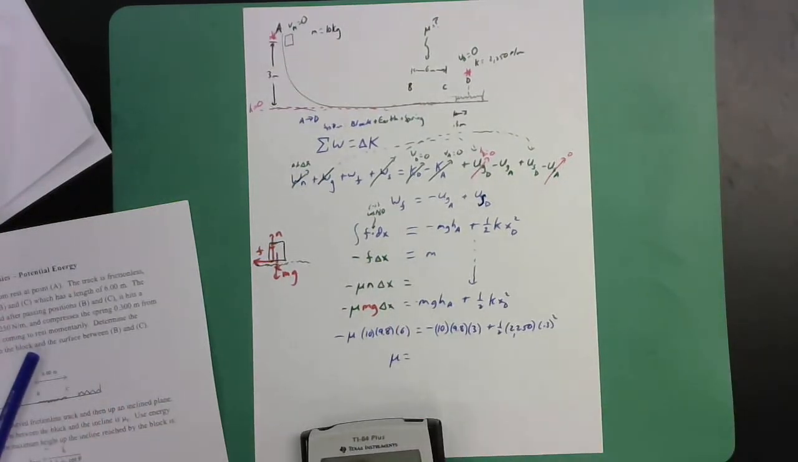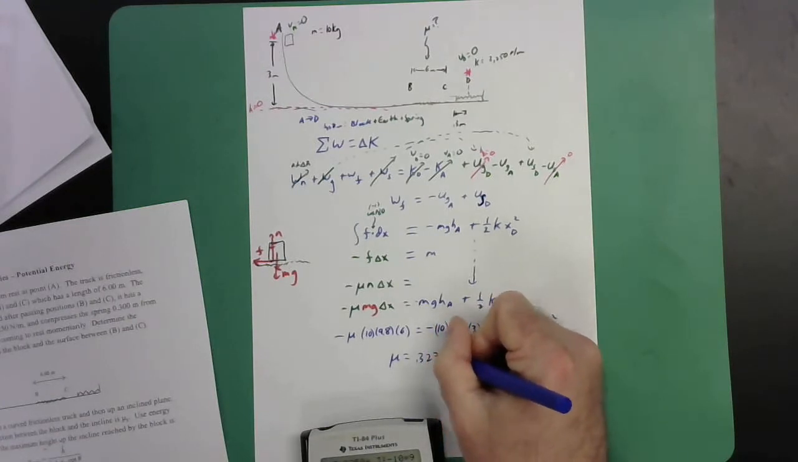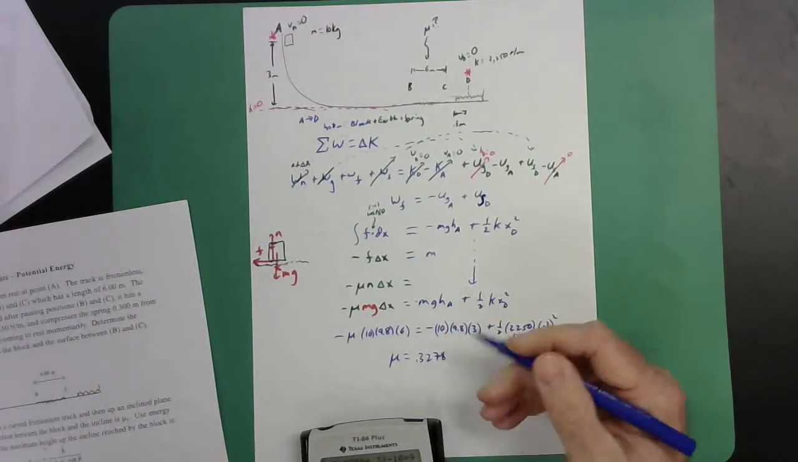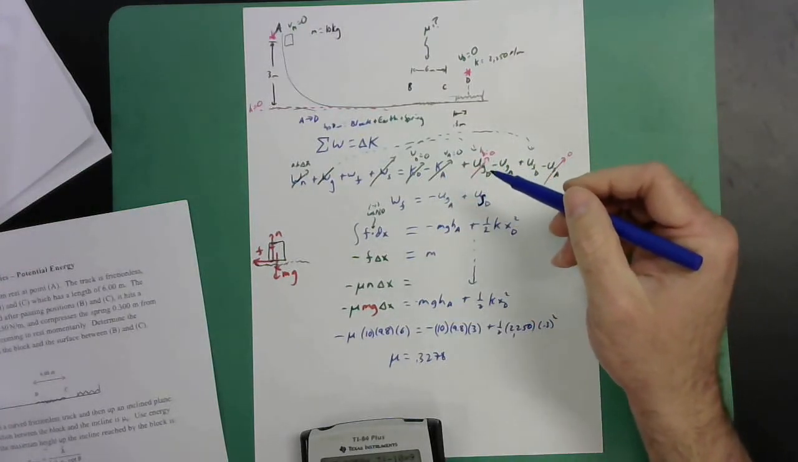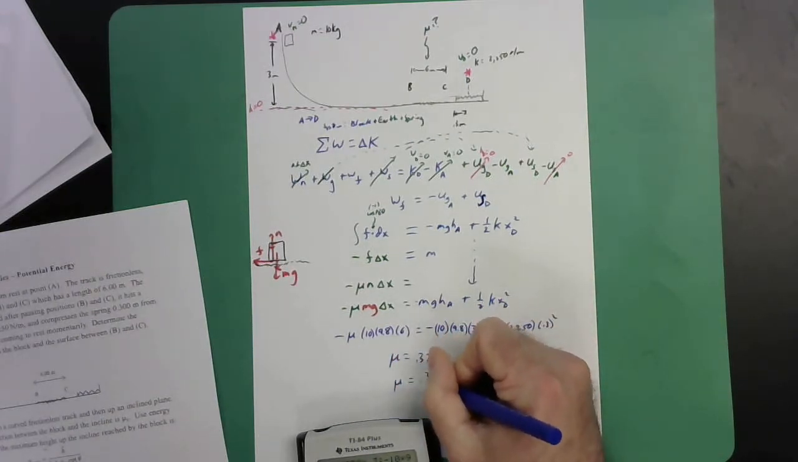Here, let's do it. 0.5 times 2,250 times 0.3 squared minus 10 times 9.8 times, did I just do that wrong? Of course I did. 9.8 times 3. All right. Okay. Now that sign is going to flip when I multiply through by -1 and divide by 98 times 6. I get a mu of 0.3278. There's no units on a mu. That's more digits than I really have precision here. I think they gave me 3 sig figs, so I really ought to round this to the 3rd digit. I really ought to report this mu as 0.328.